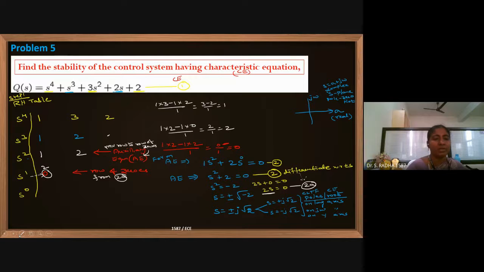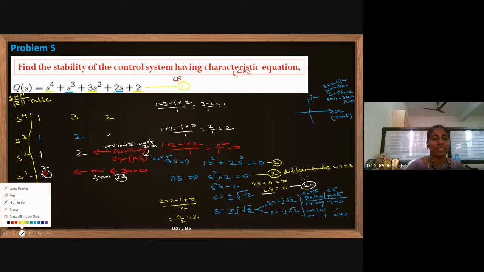Now I will go with the further calculation. The S power 0 row I have to calculate. It becomes 2 into 2 minus 1 into 0 divided by 2. Now it is 4 by 2, value is 2. With this, the RH table is completed.